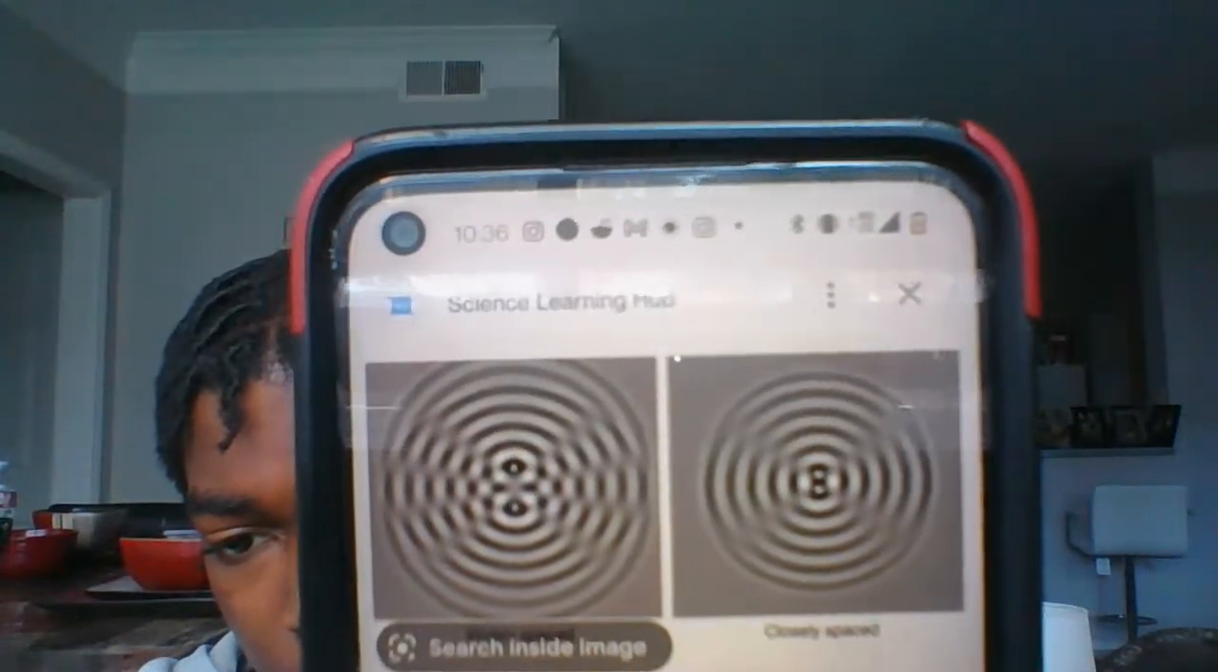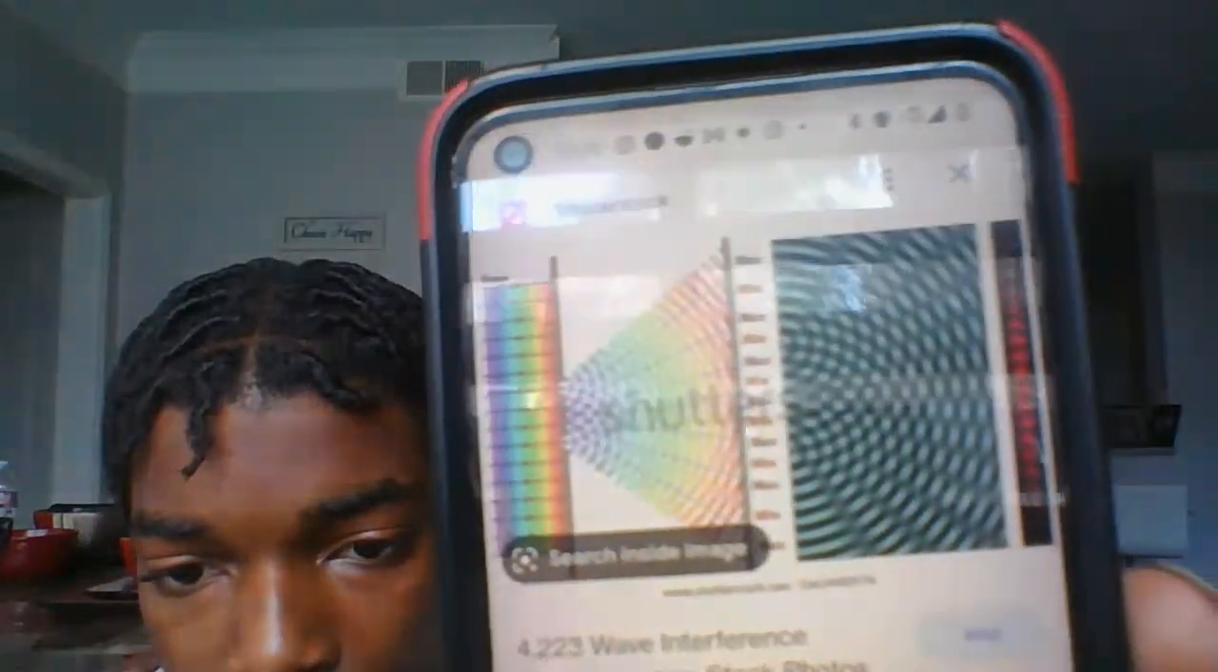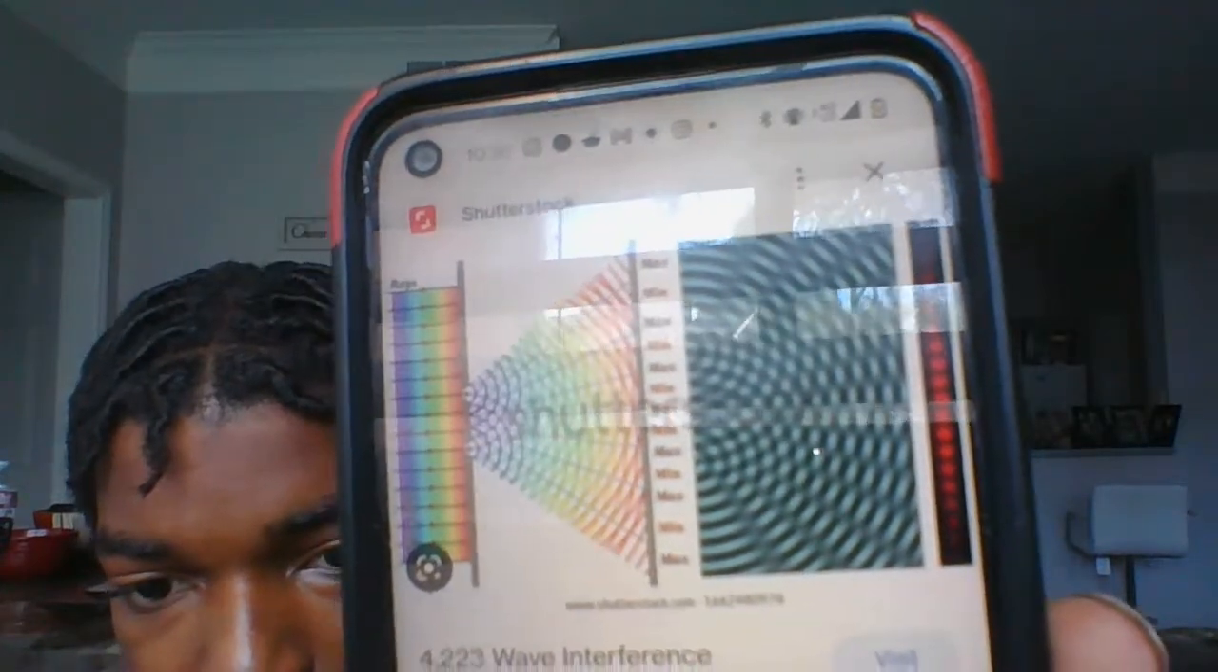This is an interference pattern. This is an interference pattern. Interference pattern. Interference pattern.